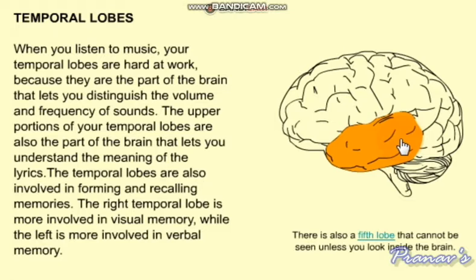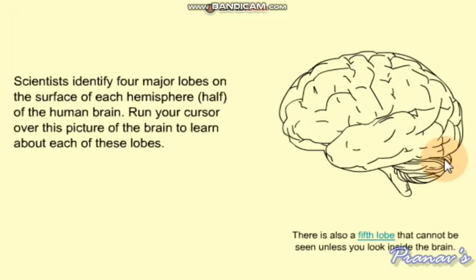Then come the temporal lobes. When you listen to music, your temporal lobes are hard at work because they are the part of the brain that lets you distinguish the volume and frequency of sounds. The upper portion of your temporal lobes is also the part of the brain that lets you understand the meaning of the lyrics. The temporal lobes are also involved in forming memories. The right is involved in visual memory and the left is involved in verbal memory. So it's all about the four lobes.